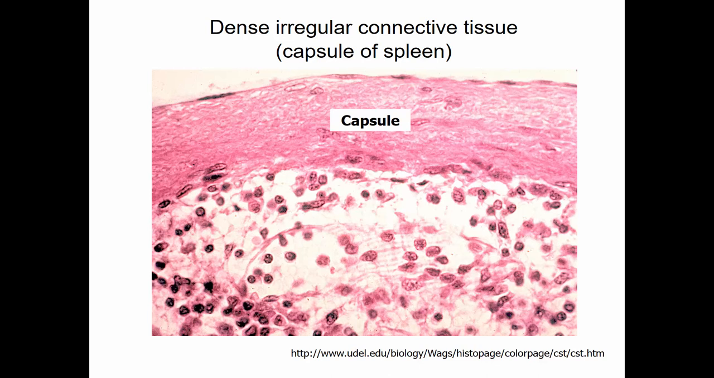Okay, now here is dense irregular connective tissue in a different place, and it's obvious that this is dense, irregular. This is the capsule of the spleen.